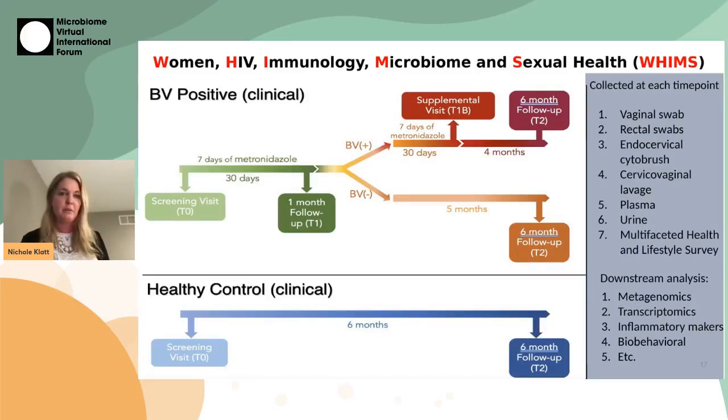But basically, women come in, and if they are BV positive, we give them 7 days of metronidazole treatment and look at them at a one-month follow-up, or T1. If they are still BV positive, we give them another 7 days of metronidazole. And this is by Amsel's criteria that we tested BV. They come in at a supplemental visit, so this is T1B, and then they come in for their 6-month final follow-up at T2. If they're BV negative at that 1 month, then they just wait until that 6-month follow-up at T2. We also had a small group of healthy controls.